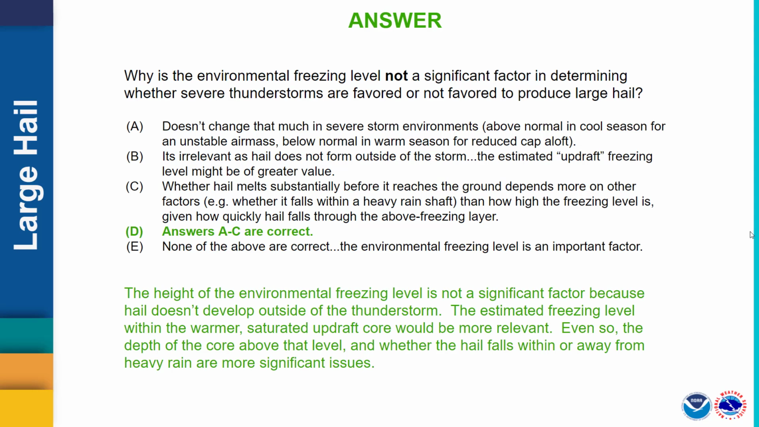In fact, answers A through C are all correct. Perhaps contrary to popular belief in the operational forecasting world, the height of the environmental freezing level is not a significant factor. Why? Because hail doesn't develop outside of the thunderstorm. If anything, you should look at the estimated freezing level within the warmer, saturated updraft core. That would probably be more relevant. It would also be considerably higher than that within the ambient environment. Even so, the depth of the core above that level and whether the hail falls within or away from heavy rain may be more significant issues.